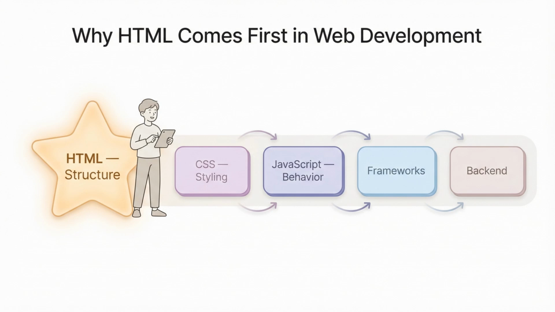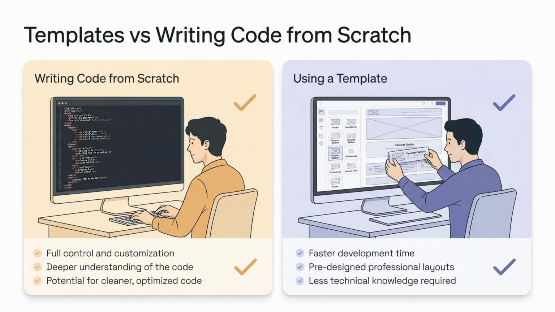This is why HTML is the very first thing you learn in web development. Every page a user sees is delivered as HTML. It is the structural foundation of every web page, like the walls and rooms of a building. Before you can style anything with CSS or add behavior with JavaScript, you need to understand how to build the structure with HTML.